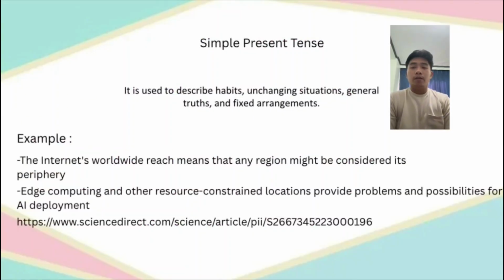Let's start with the simple present tense. We use this tense to describe habits, unchanging situations, and general truths. For example, the internet's worldwide reach means that any region might be considered its periphery. This is a general truth about the nature of the internet. And edge computing provides problems and possibilities for AI deployment. This statement describes a characteristic and an ongoing challenge within the field.